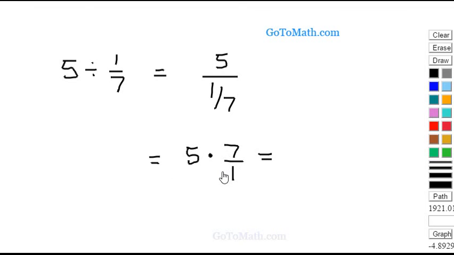And now we can go ahead and multiply and then reduce down if we have to, right? So you just flip this and then put a dot here for multiplication. It looks like the only way this is going to work out here is we're going to multiply 5 times 7, which is 35. And of course, 35 over 1 is just 35. So it looks like this thing reduces down to 35.